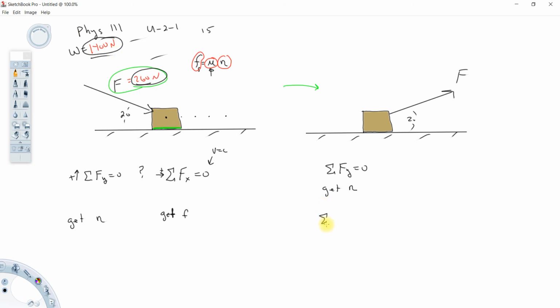Then you can write a force equation for the x direction, except now this one is not going to be equal to 0. And the reason is because what we're going to find is that the normal is going to be smaller. Therefore, your frictional force is going to be smaller. And this force's x component is the same as this. So you are now going to have a net force to the right. You should get an acceleration out of this, which will be some numerical value.